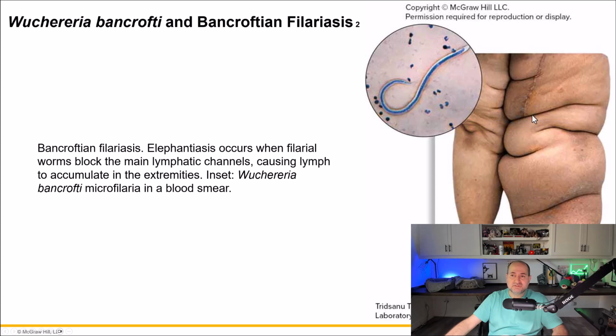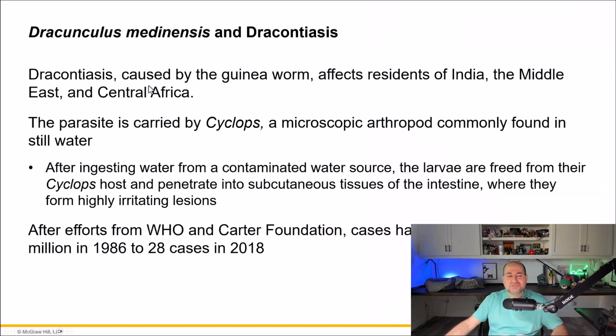You see this on the left leg of this individual. This is a sign of that disease, elephantiasis, and it's due to Wuchereria bancrofti getting in there and blocking the lymph ducts. Here you can see what the worm looks like from a blood smear. Here's another interesting worm I wanted to tell you about. It's a roundworm. This is Dracunculus medinensis, and it causes dracunculiasis.